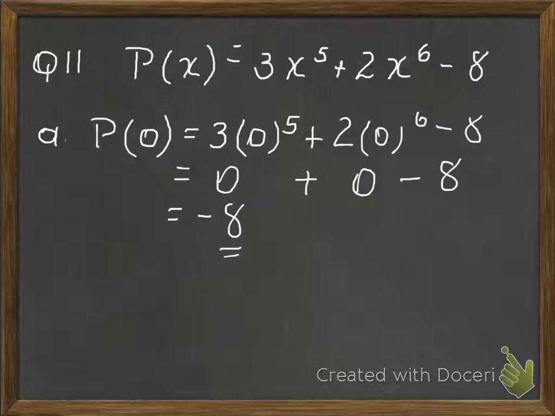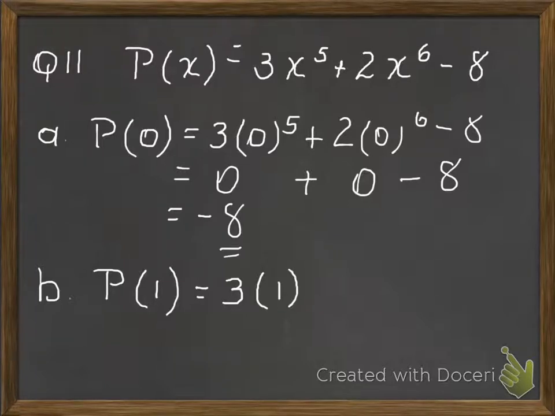For part B, we're supposed to find p of 1. So replacing the x with 1, 1 is raised to the 5th power. Replacing the next x with 1, where 1 is raised to the 6th power, minus 8. Okay, so these are the x's. I've replaced them with this value of 1.